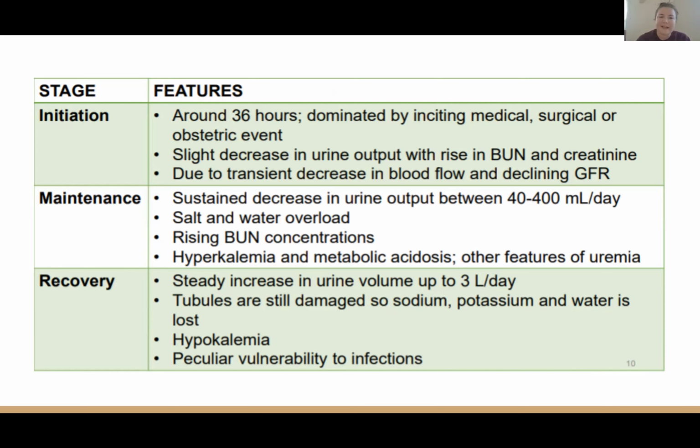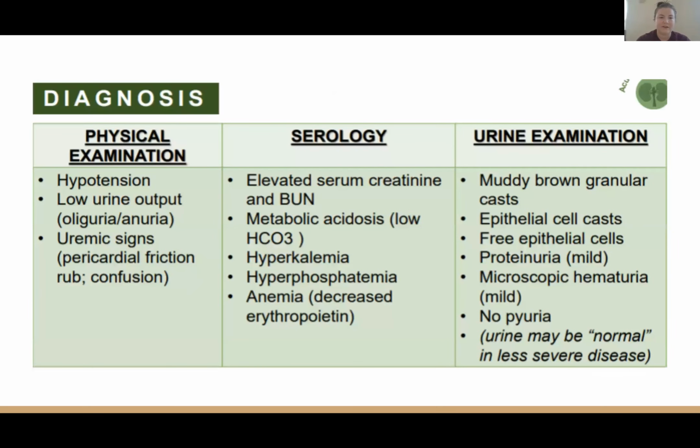So how are we maintaining this person? We just need sustained decrease in urine output. They will have salt and water overload, which makes sense if you're not peeing everything out, if you're not getting good reabsorption and filtration in the nephron, you're going to have salt and water overload, rising BUN, and of course, because you're not filtering it out, hyperkalemia, all of those bad things. Yeah, that just keeps going.